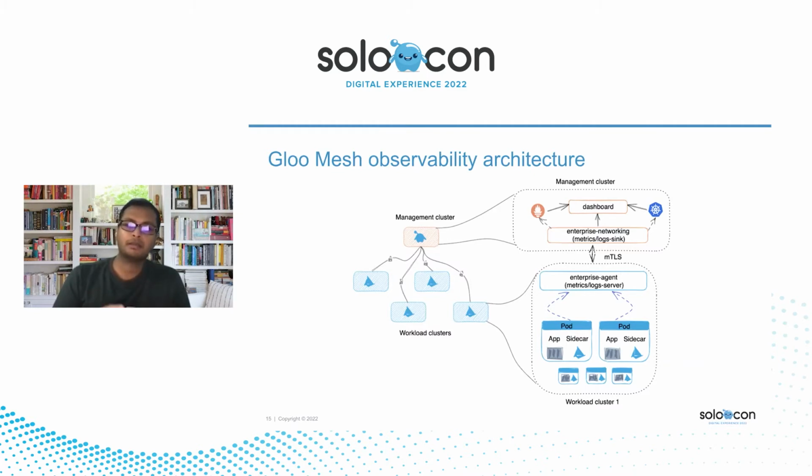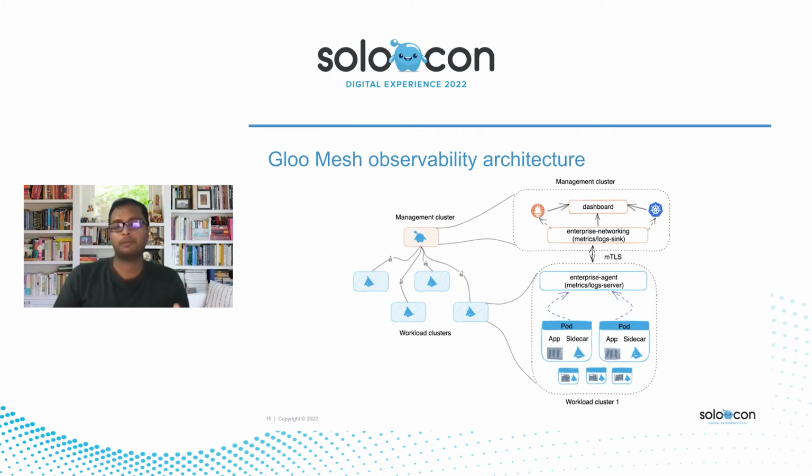So what I mean by that, when you're running Gloo Mesh, we configure the sidecar proxies running in each pod to send the metrics and logs to the enterprise agent at a specific port where it is going to receive those metrics and logs and send them via mutual TLS again to the enterprise networking pod or the management plane, where the management plane acts as a sink. Because these are running in each cluster, we add specific labels or tags for traffic coming from each cluster.